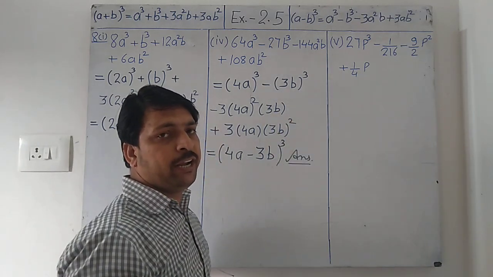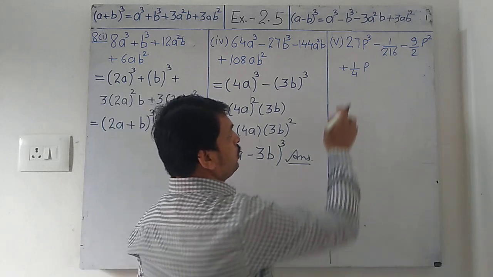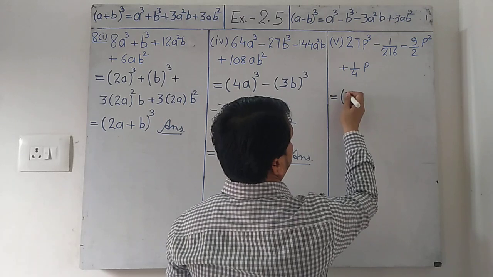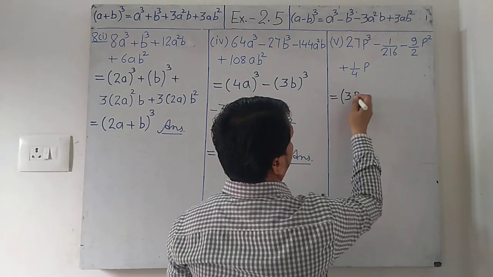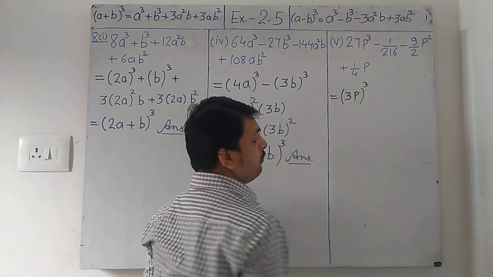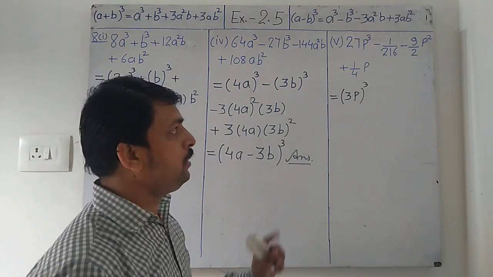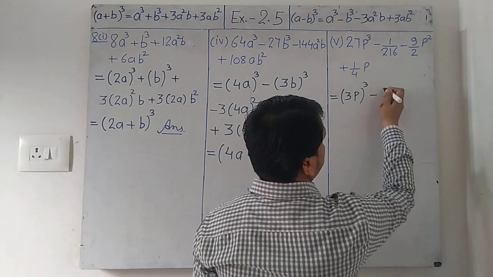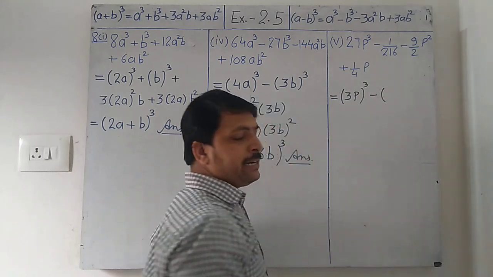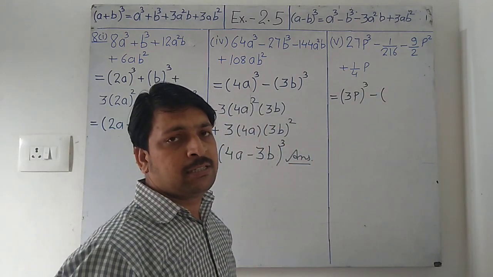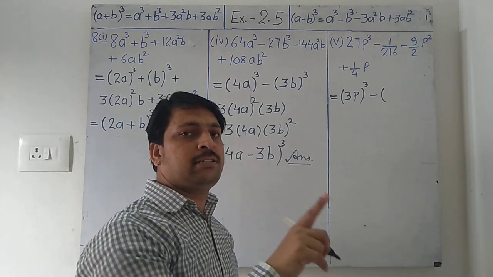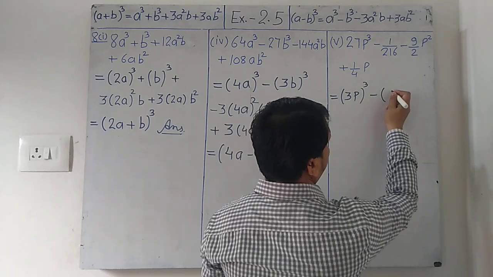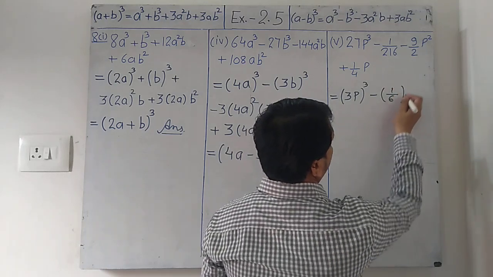The same question, the fifth part of question number 8. Again we will identify two cubic terms. 27p cube: 27 is the cube of 3, so it is (3p) cube. It is minus 1 upon 216. 216 is the cube of 6, since 6 sixes are 36 and 36 sixes are 216. So 1 upon 216 can be written as (1 upon 6) whole cube.